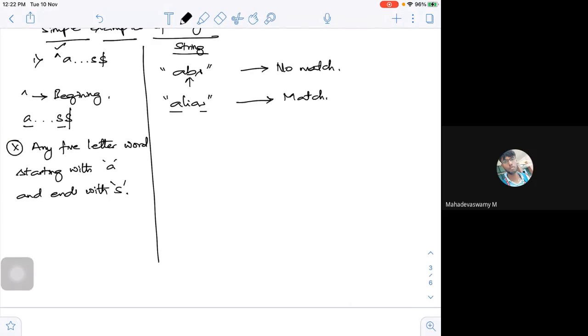Now, let me take one more string: A, B, Y, S, S, abyss. Now let me check this. First letter is A, last letter is S. In between it can be any three letters, so BYS. So it is going to match.